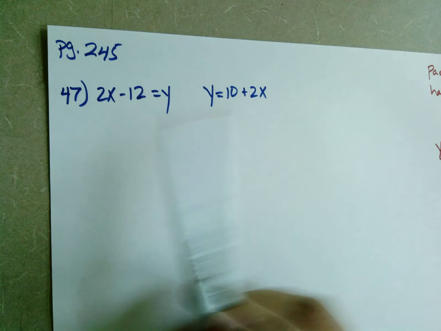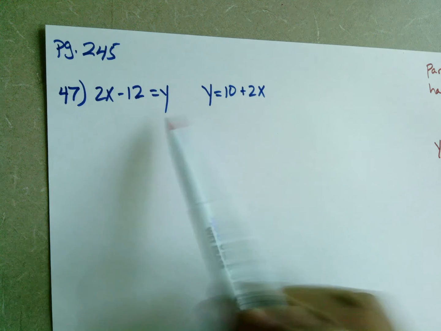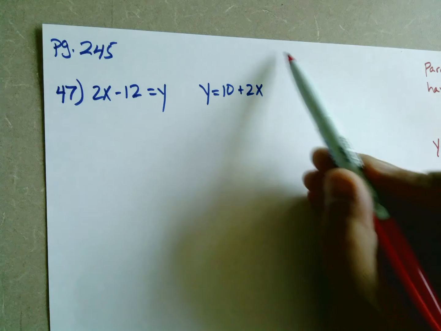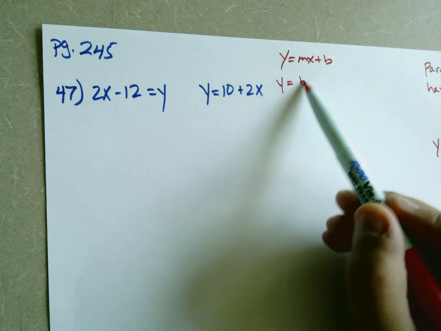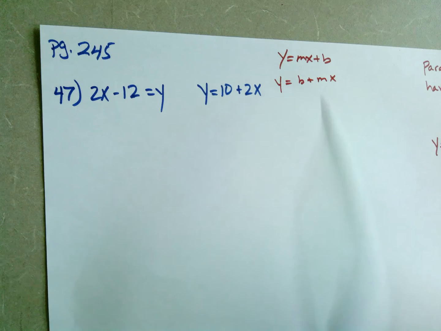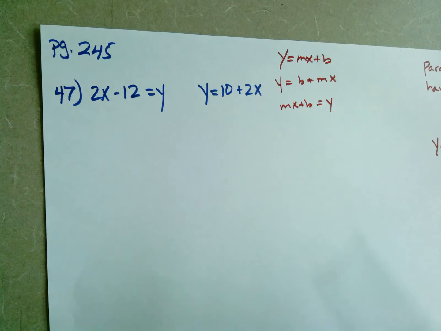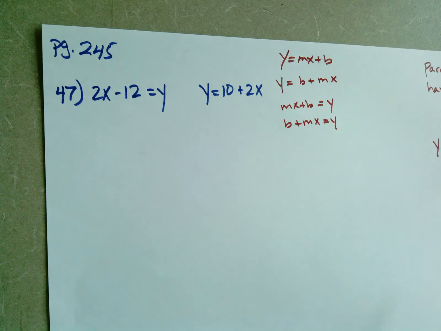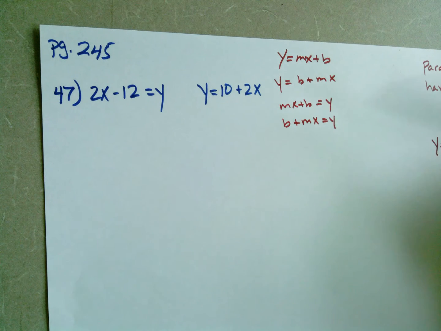So we take a look at these two equations here, and right away we notice that they're already solved for y. Just like in the last video, this is some sort of disguised y equals mx plus b. We can have y equals mx plus b, y equals b plus mx, which is the same thing by the commutative property. We could also have mx plus b equals y, or b plus mx equals y. All those are the same thing. This y equals mx plus b could show up in 4 different forms.